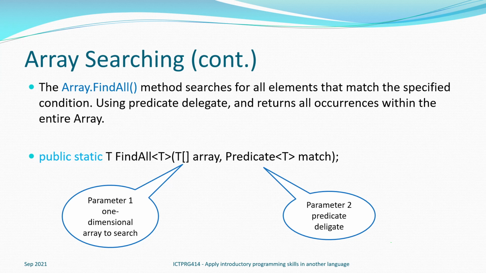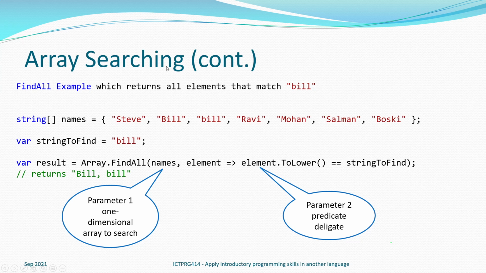Next is find all. Again, exactly the same syntax, except the command is array find all. So in this one, again, we're searching for Bill, but this time we're saying the elements, and then we're going to lower string to find. Now, what this does is it converts this to lowercase, so Bill will match both of those and print them out. So as you can see, this little search function can be quite powerful and do lots of different things.